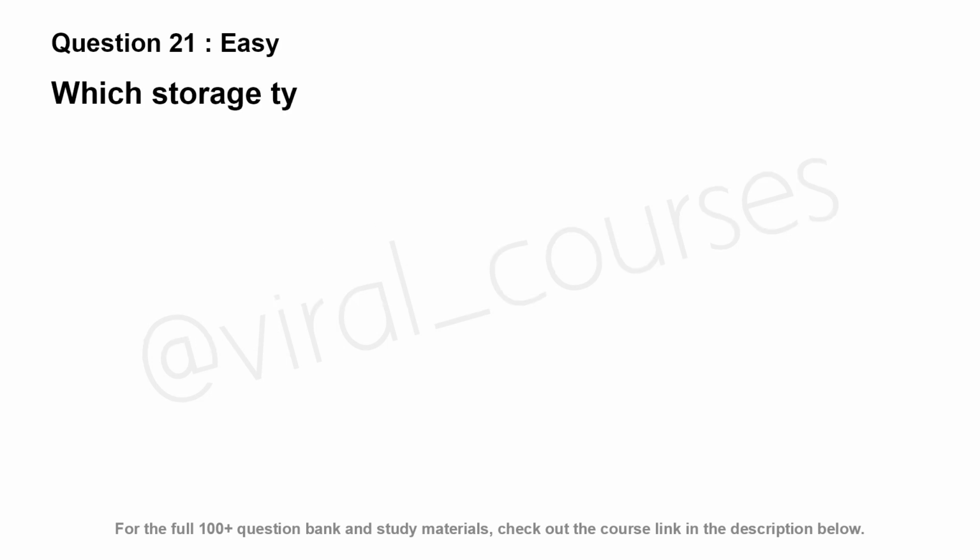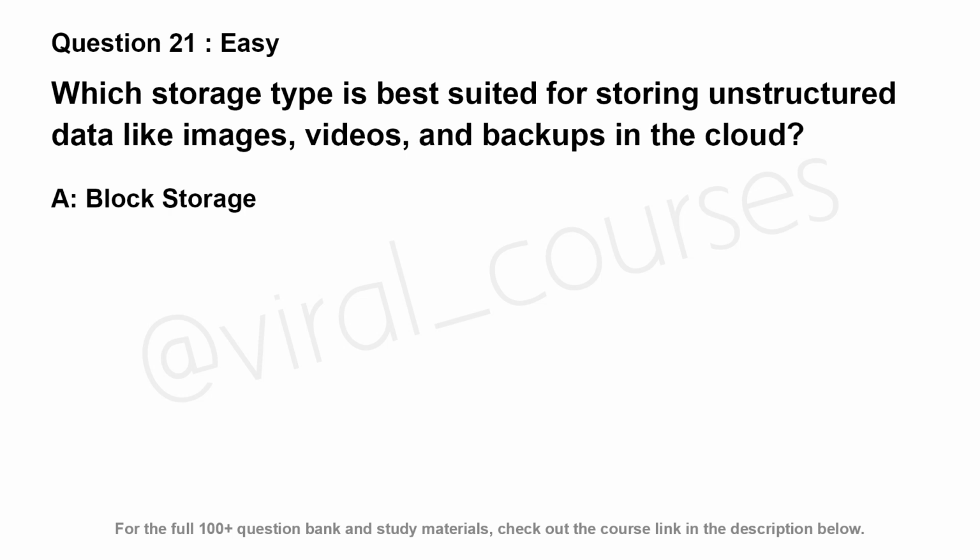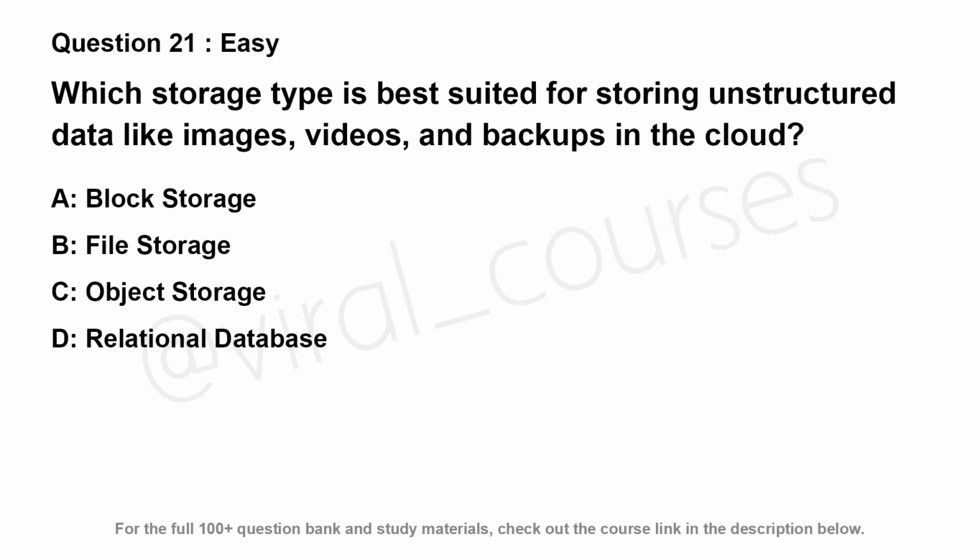Which storage type is best suited for storing unstructured data like images, videos, and backups in the cloud? Option A, block storage. Option B, file storage. Option C, object storage. Option D, relational database.